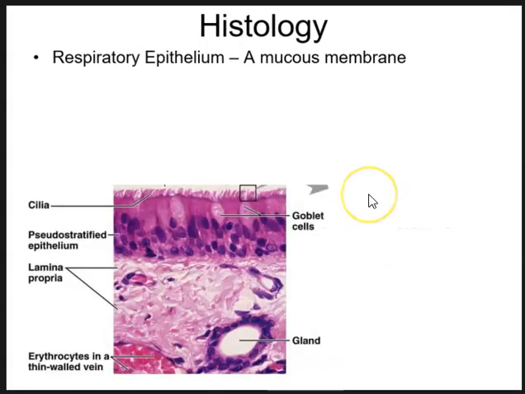Here's just a review of the histology of the respiratory epithelium. We know that respiratory epithelium is a mucous membrane, and the majority of the epithelium within the respiratory tract is your ciliated pseudostratified columnar epithelium. In here we can see goblet cells, which are important for producing mucus within the respiratory tract, helps expectorate any dust or particles or pathogens that you might have accidentally inhaled that stuck in the mucus, and then we can expectorate those particles either through the nose or the mouth.